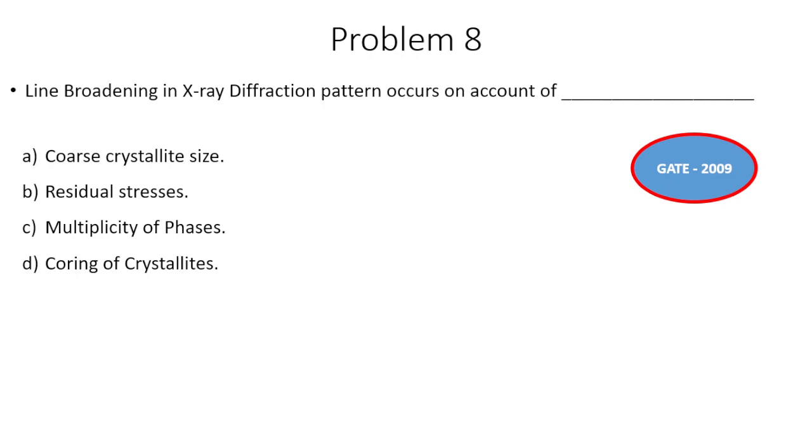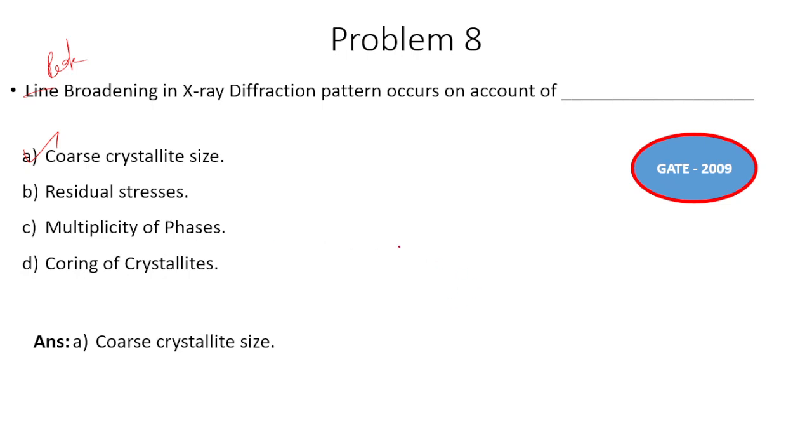Again, this is not a problem, but this is a question that was asked in GATE. Line broadening, we just discussed this. Line broadening in X-ray, sorry, not line, this is actually peak. They made a mistake last time. So peak broadening in an X-ray diffraction pattern occurs on account of what of these things? Sir, coarse crystalline size. Exactly. The answer is coarse crystalline size.